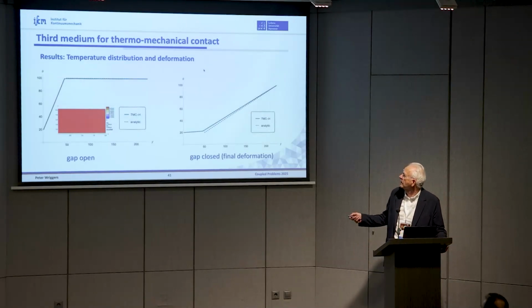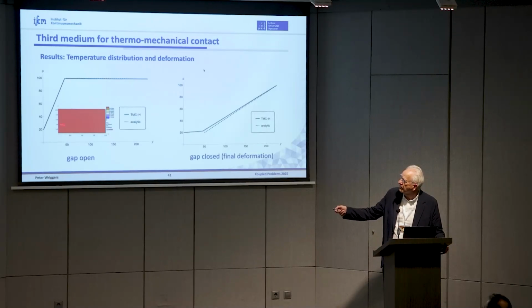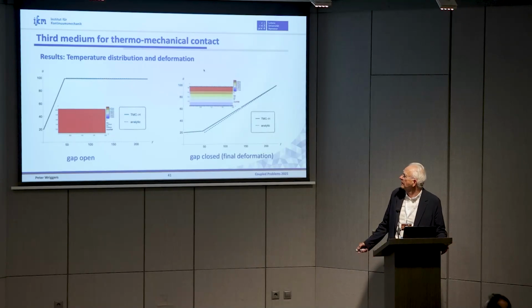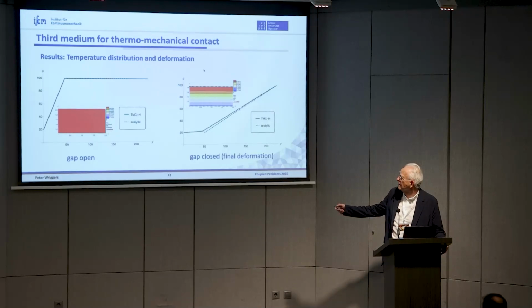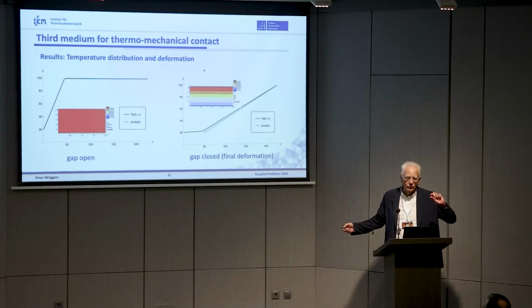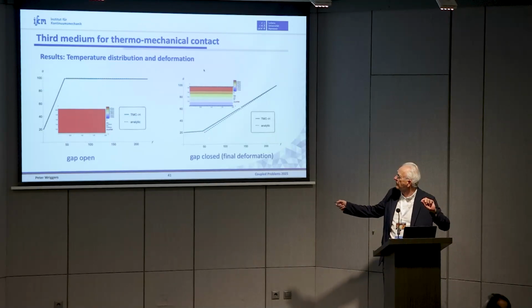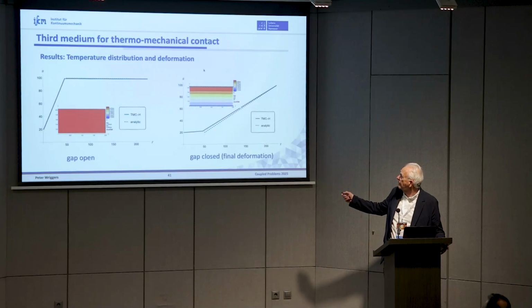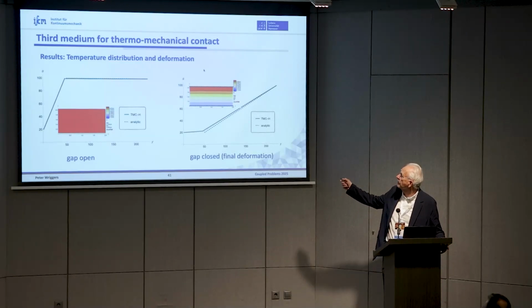So actually I can show you the results here. This is before contact. There you see we have a linear heat distribution in the third medium, which is this thing here, and then it's 100 here. The analytical solution, of course, is only 100 here and nothing there, but this is it. In the case where the gap is closed and we have the final deformation, we have a very small temperature distribution in the third medium, and then we have the linear distribution here. And the analytical one would be a linear distribution from 20 to 100 there.